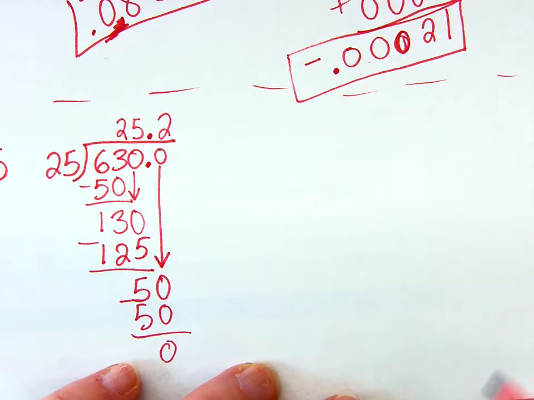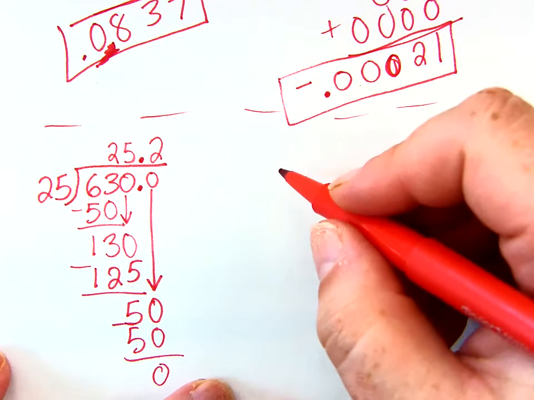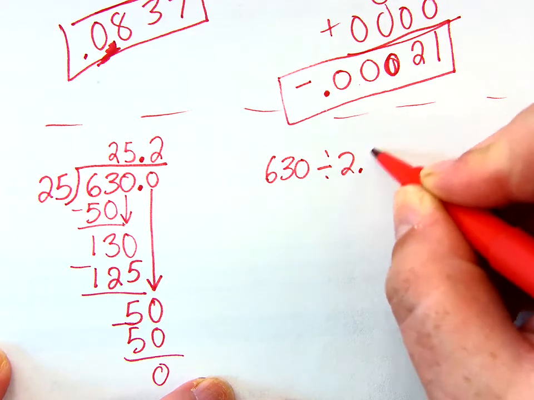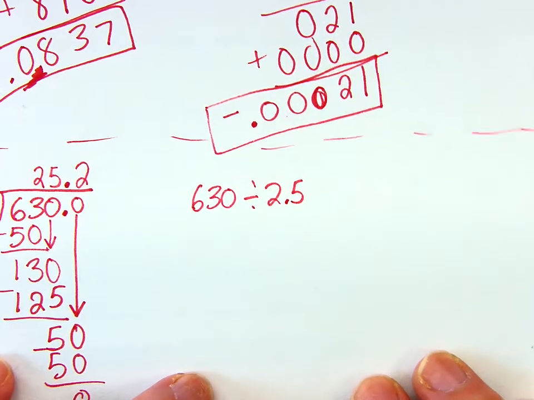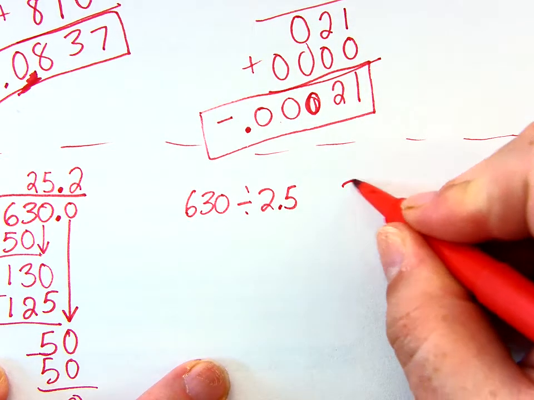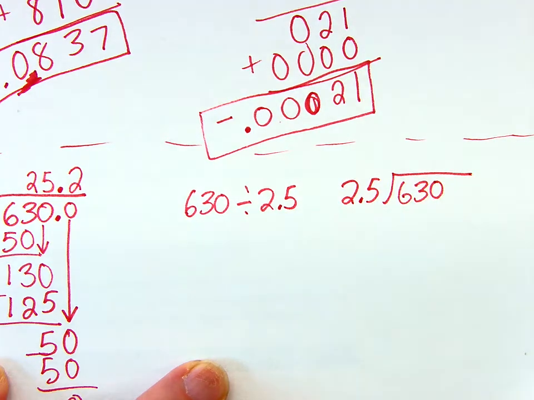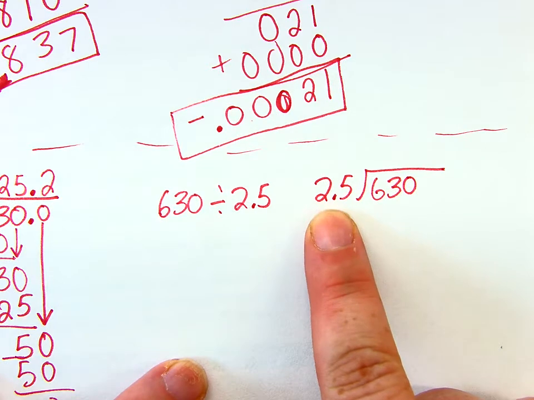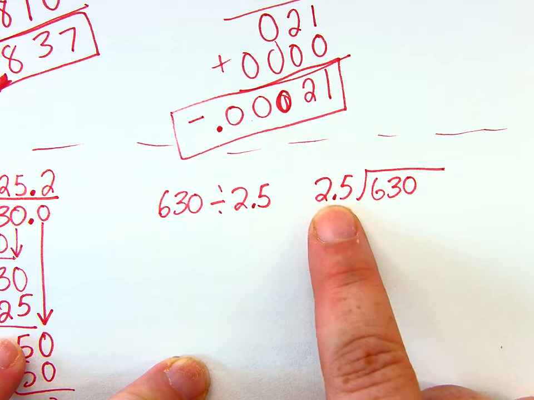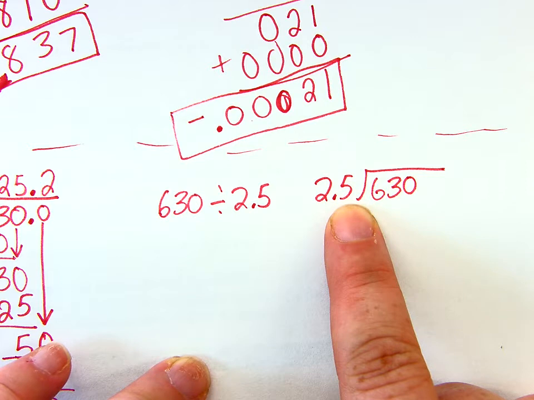So let's say we were trying to do, I don't know, let's do 630 divided by 2.5. I would have the 2.5 on the outside and the 630 on the inside. However, I just told you this number can't have a decimal on it. So in order to get rid of it, if I just move that decimal one space to the right, it would just be the number 25. It wouldn't be a decimal anymore.